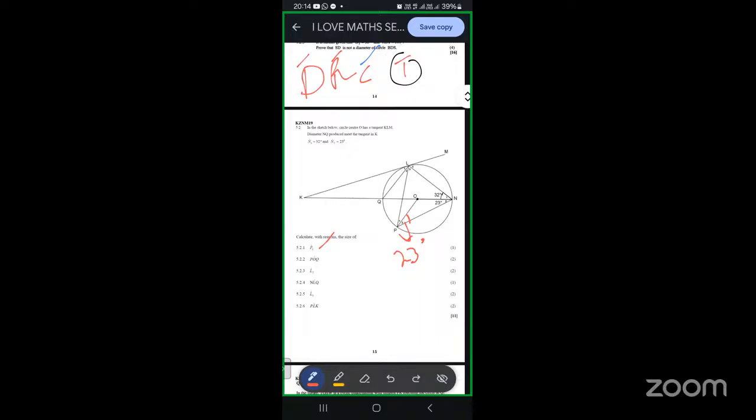Then 5.2.2 is requiring us to calculate the size of angle POQ. POQ is this one. So is there anyone again, guys, who can share some idea of how we can approach this rider? Share some hint. This is theorem 2: angle at the center is 2 times angle at the circumference.